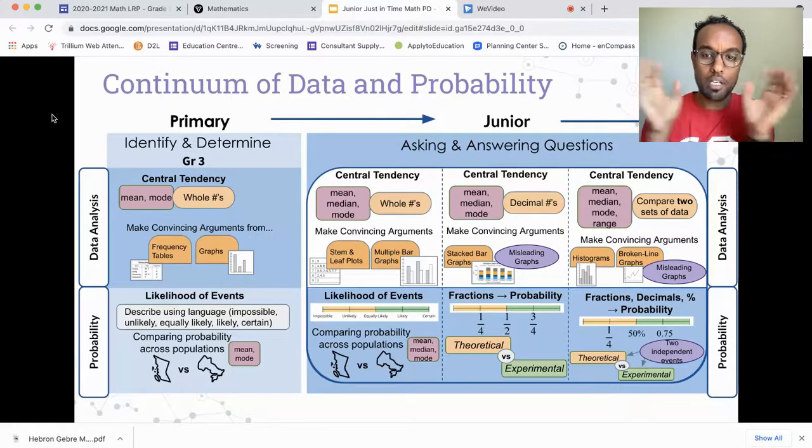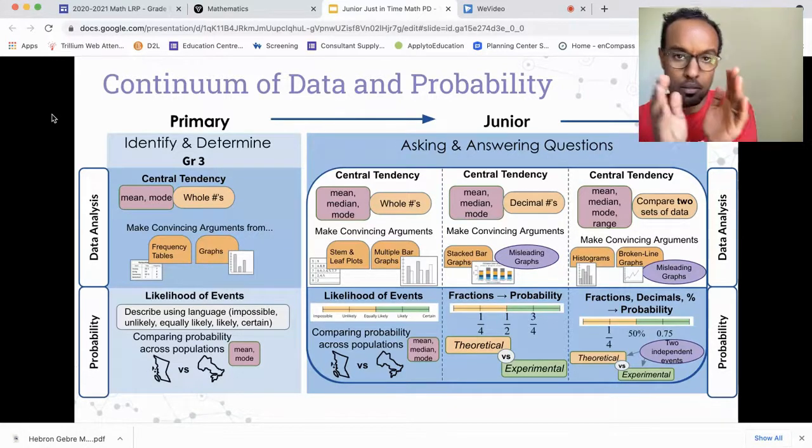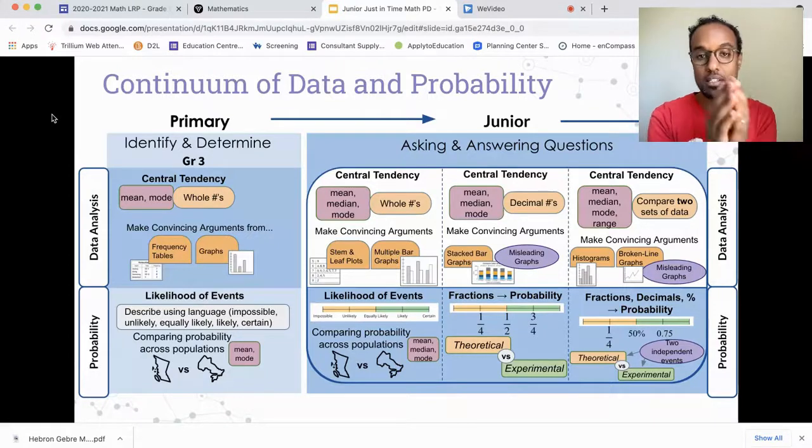And we're comparing now, instead of one data set having a mean, median, mode, central tendency for one data set, we're looking at 2 different data sets. So comparing the mean, median, mode, and range for one data set compared to another and looking at what that is telling us. Looking at the making convincing arguments, that continues across the grades.